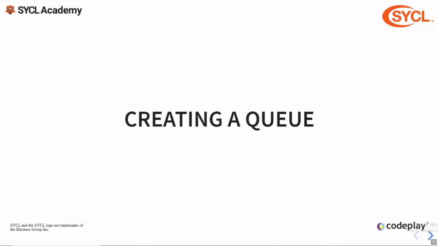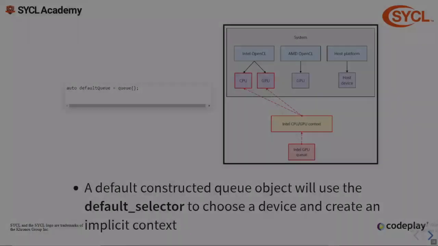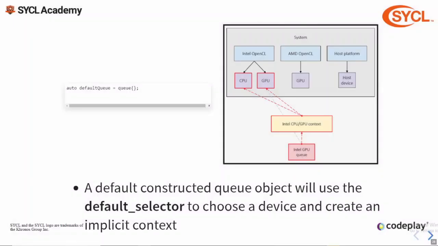So how do you create a queue? There are a number of ways to do this, some involving more complex configurations of contexts, but in this lecture we're just going to focus on the most common. The simplest way is to default construct a queue, which will use the default selector. This will create a queue which is associated with the device that is selected by the default selector and will implicitly create a context for it and all other devices associated with the same platform.